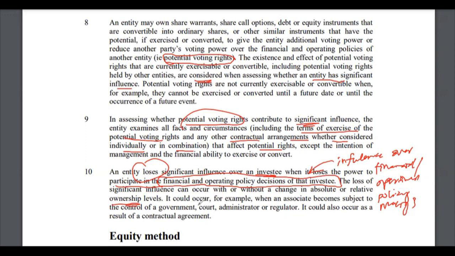Right, so they've given an example here. It could occur, for example, when an associate becomes subject to the control of a government, court, administrator, or regulator. It could also occur as a result of contractual agreements. So they have just given you examples here, right? So ownership is not the only criterion. There are other criteria that we have talked about in this video, and the standard talks about them from paragraph 6 to paragraph 10. You can of course read them on your own, and I highly recommend that. But the key takeaway from this video is that an investor will have significant influence if the investor has influence over financial and operational policies or decision making of that investee, right?